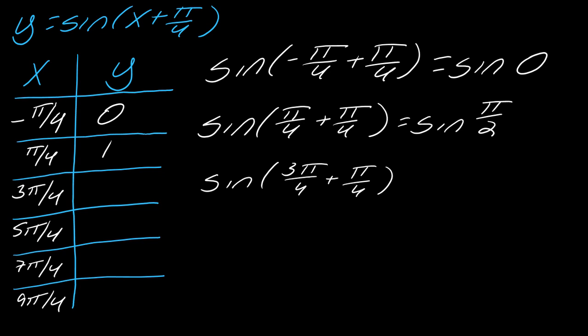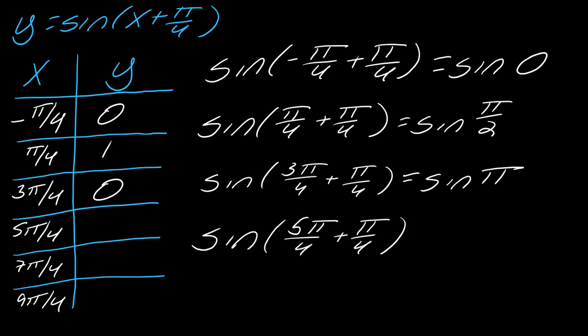So let's keep going. Sine of 3 pi over 4. If I evaluate that, it comes out to sine of pi, and sine of pi is equal to 0. And then what about sine of 5 pi over 4? If I plug that in, 5 pi over 4 plus pi over 4 gives me sine of 3 pi over 2, which is equal to negative 1. If I continue the pattern, and you can double check this on your own, I get 7 pi over 4, and that will give me 0 as my output.